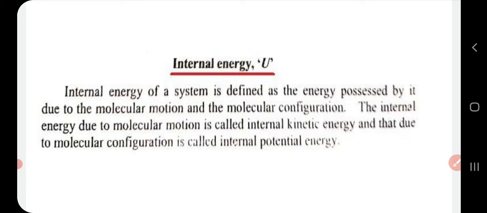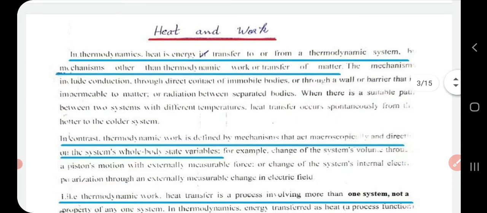So internal kinetic energy plus internal potential energy can be together called by the name internal energy, denoted by capital letter U. Now, what is heat and work? Heat is actually energy transfer to or from a thermodynamic system. Such mechanisms include conduction through direct contact of immobile bodies or through a wall or barrier that is impermeable to matter, or any radiation between separated bodies.